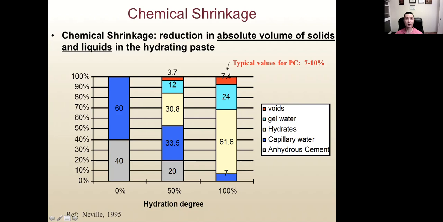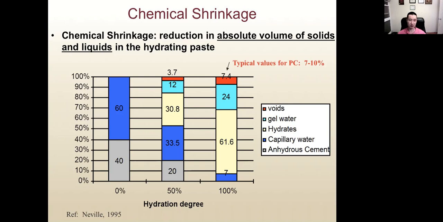Next one, let's look at chemical shrinkage. So what is chemical shrinkage? By definition, chemical shrinkage is the reduction in the absolute volume of solid plus liquid during the hydration process. For example, in the chemical reaction between C3S plus water, we get calcium hydroxide plus CSH. The total volume of calcium hydroxide plus CSH will be less than the volume of C3S plus water. We call that chemical shrinkage.